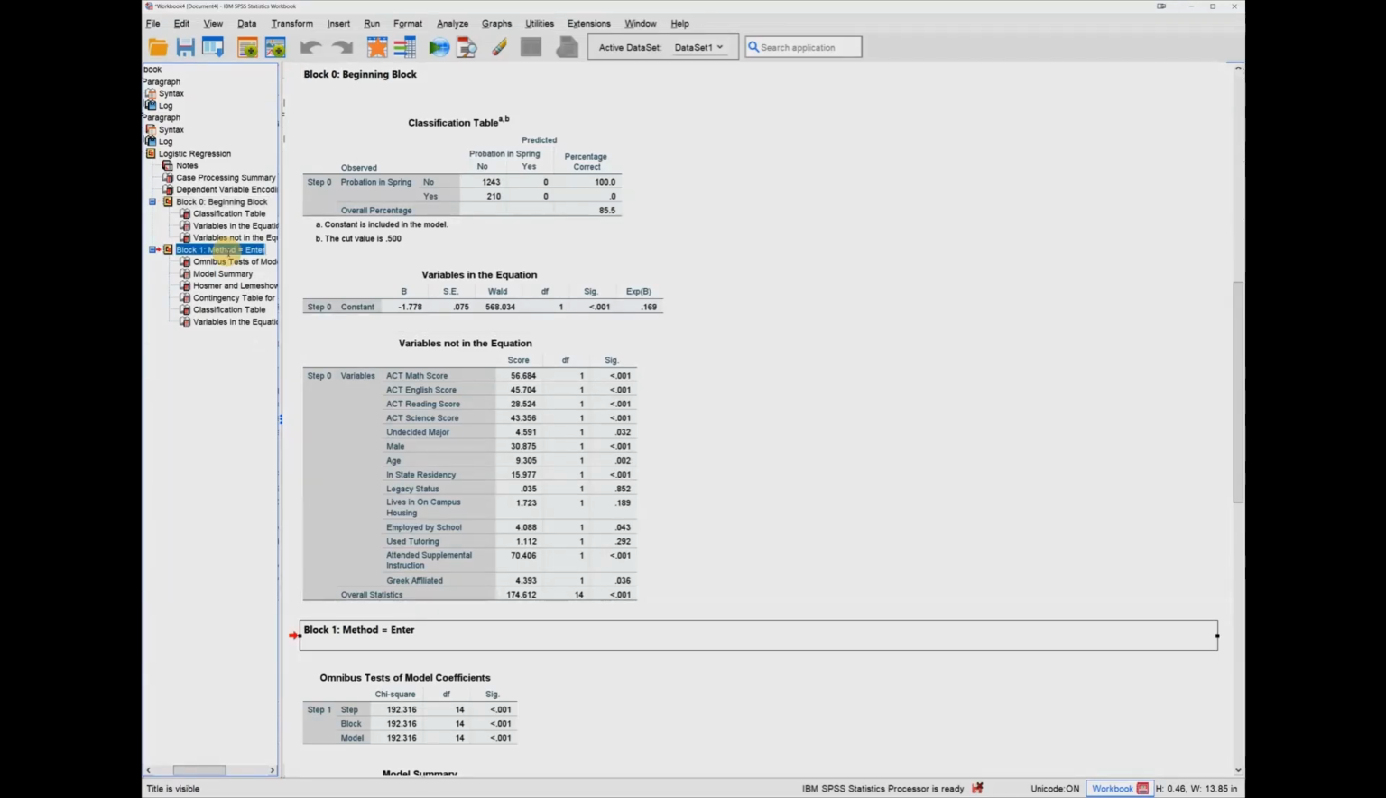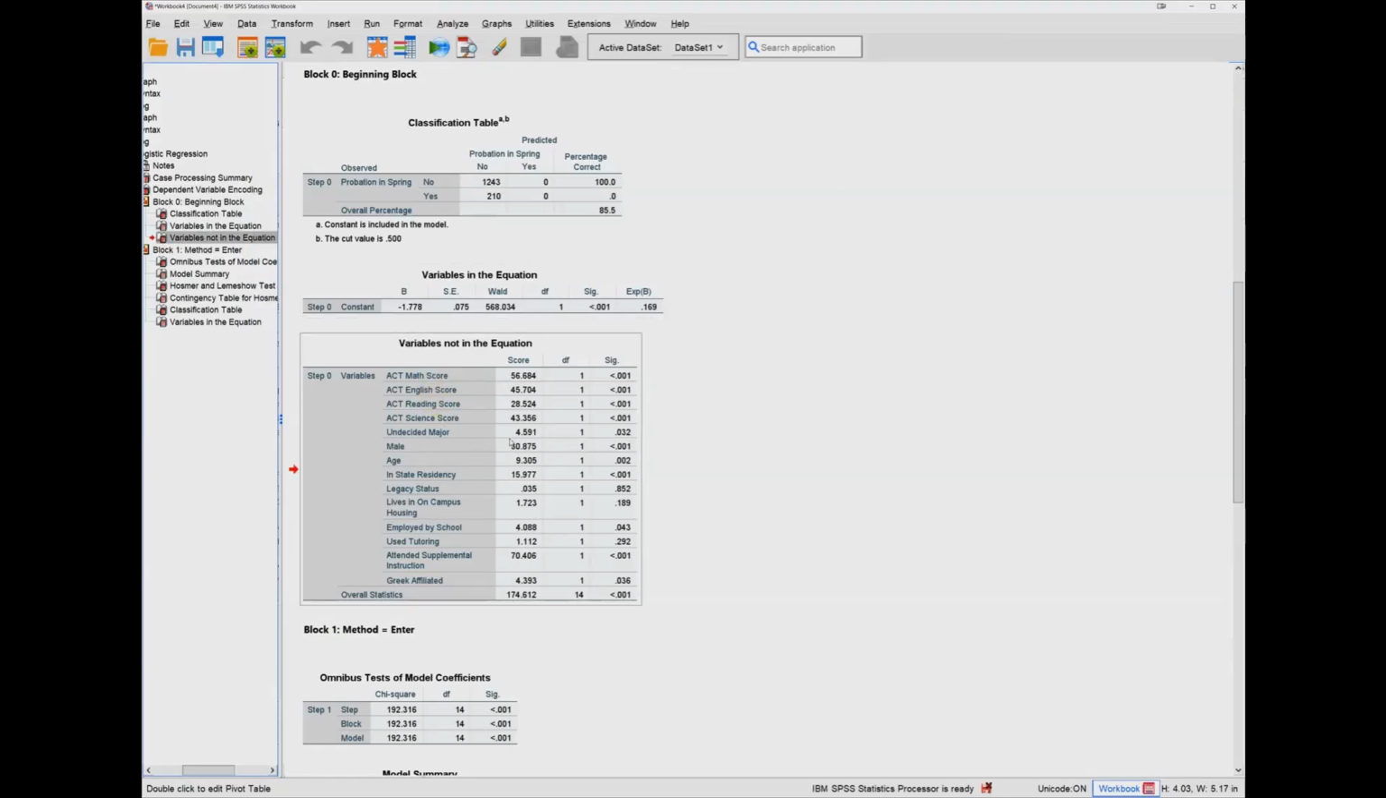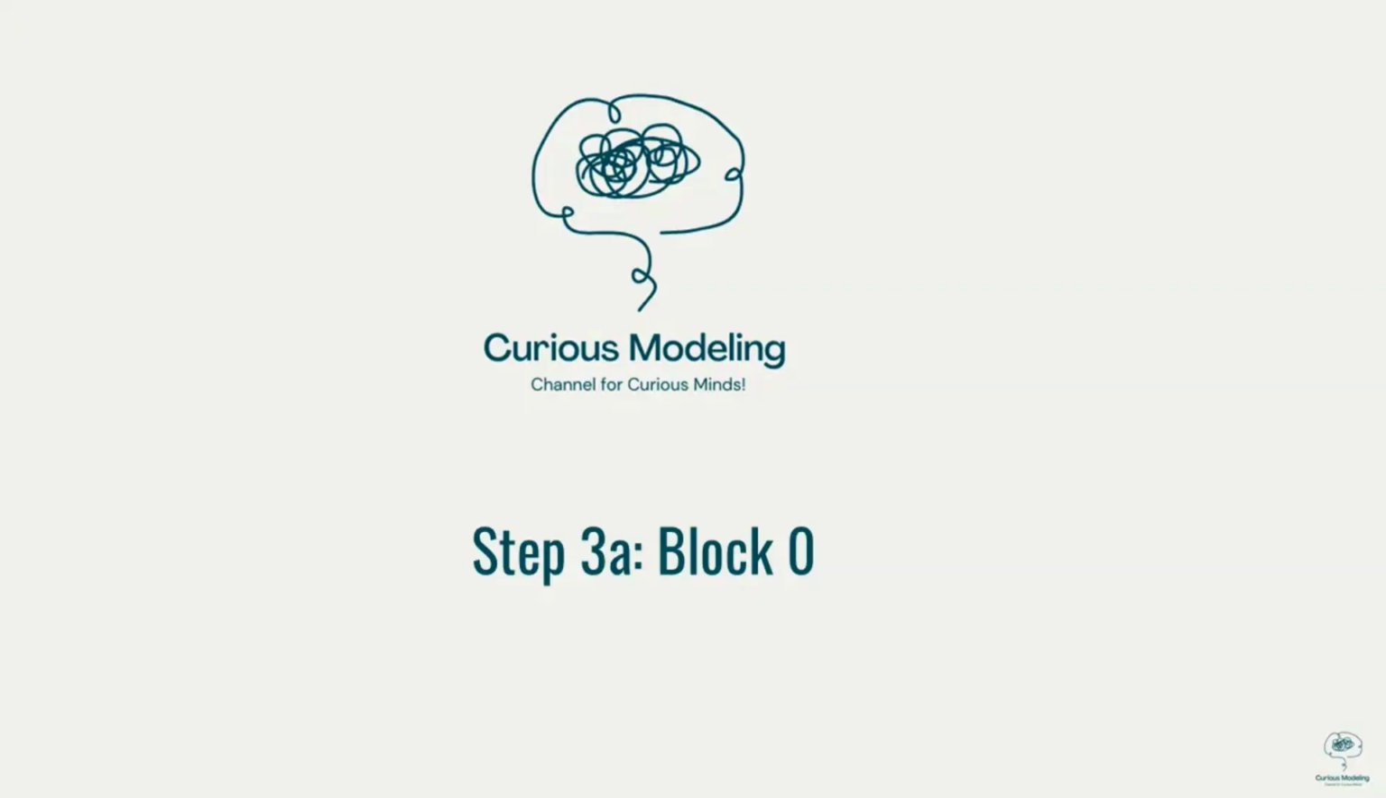But now we take it over to block one. Block one is where the real modeling itself actually begins. So here SPSS includes all the predictors you selected, everything here, right? Things like ACT scores, tutoring, where they live on campus, and so on. This is where the logistic regression is actually doing its job, because it's calculating the odds of being on probation based on those inputs, which is what you're going to see all the way down here in the exponent B and the beta coefficients.